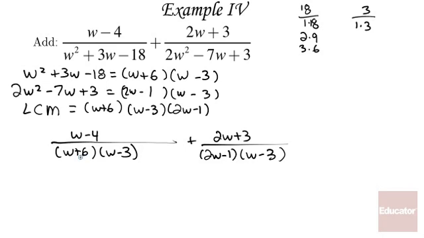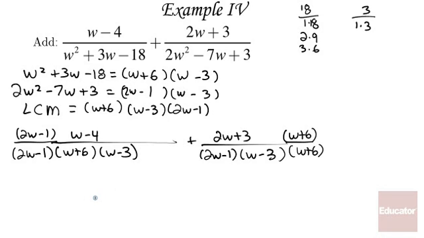Now, looking at what I'm missing. Here, I have w plus 6 and w minus 3. I'm missing 2w minus 1. So I need to multiply both the numerator and the denominator by 2w minus 1. Over here, I've got the 2w minus 1 and the w minus 3, but I'm missing w plus 6. So I'm going to go ahead and multiply both the numerator and the denominator by that.